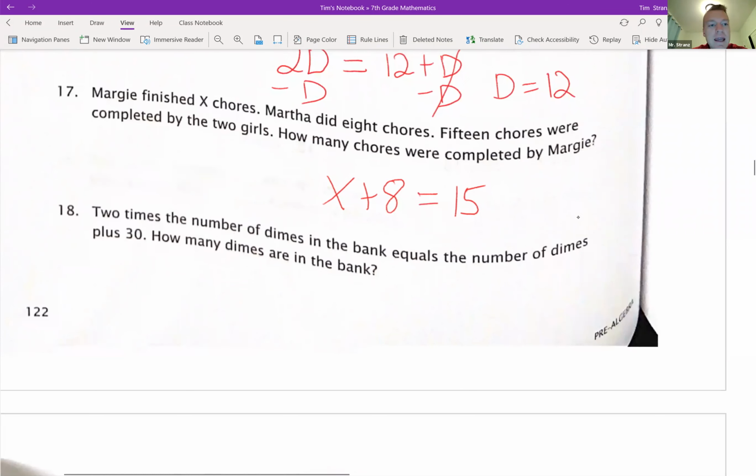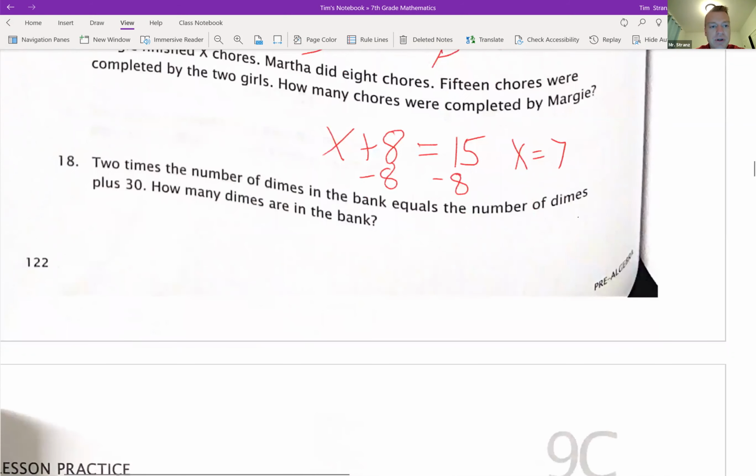Okay, so we're going to subtract 8 from this side to get rid of it because we need to move it over to the other side, and that leaves X equals 7. Margie did 7 chores. Okay, number 18, last one.